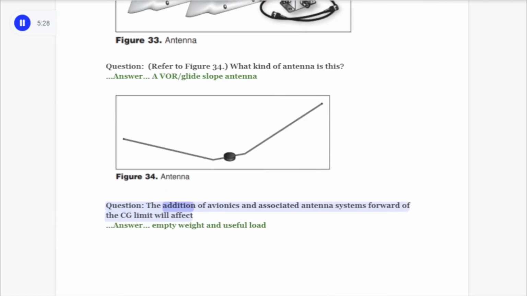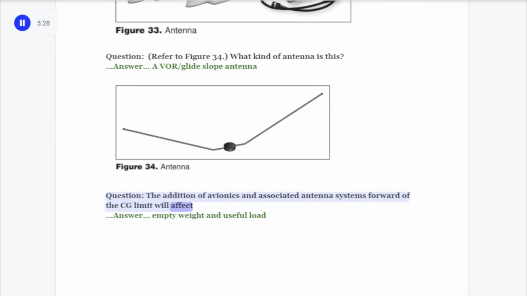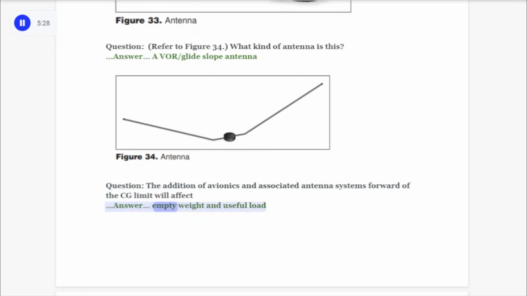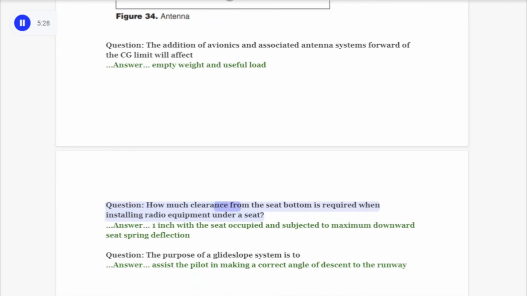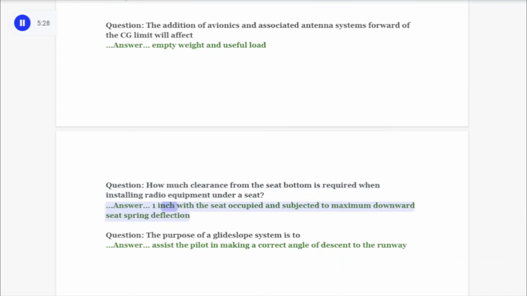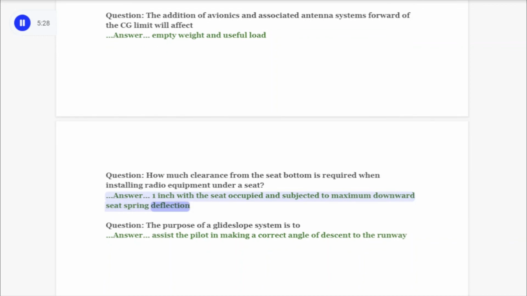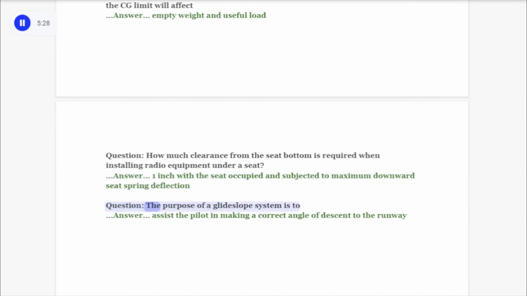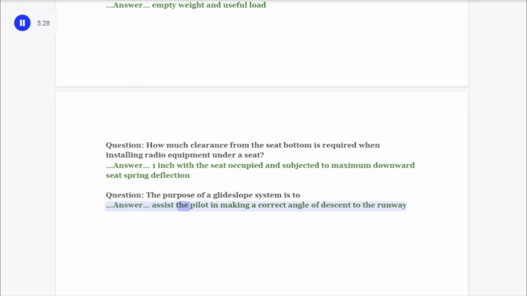Question: the addition of avionics and associated antenna systems forward of the CG limit will affect. Answer: empty weight and useful load. Question: how much clearance from the seat bottom is required when installing radio equipment under a seat? Answer: 1 inch with the seat occupied and subjected to maximum downward seat spring deflection. Question: the purpose of a glide slope system is to. Answer: assist the pilot in making a correct angle of descent to the runway.